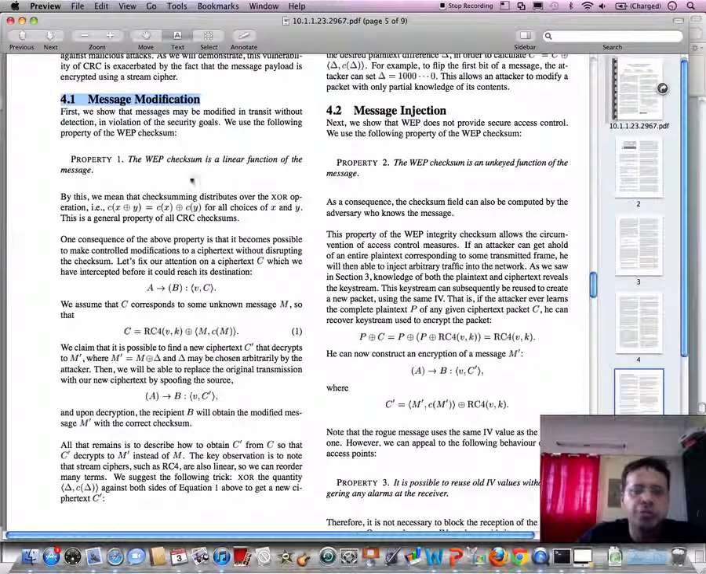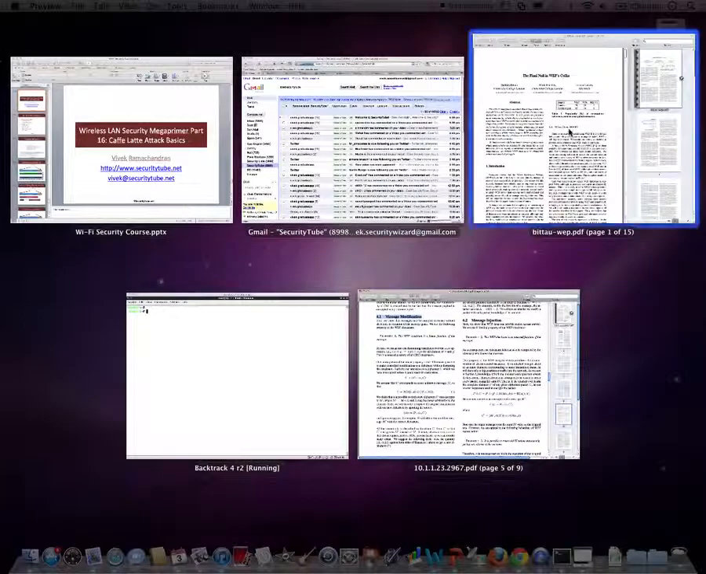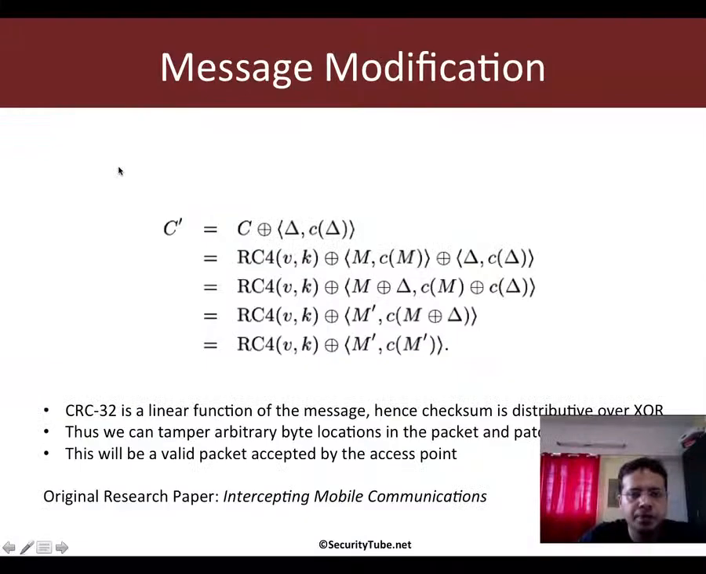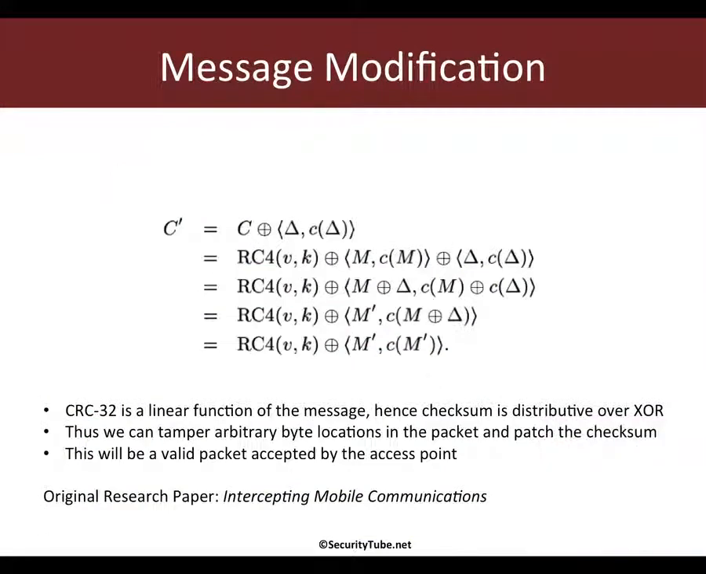Now, there's a bit of math here, and we'll come back to these slides to understand some aspects of that math. So what is basically happening is, if you remember, we had said that the WEP checksum inside the WEP packet, the ICV, is actually a CRC32 checksum, right? Now the problem really is that the CRC32 is a linear function of the message, and hence the checksum is distributive over the XOR operation. Now you may find this very confusing, but just hold on for a minute.